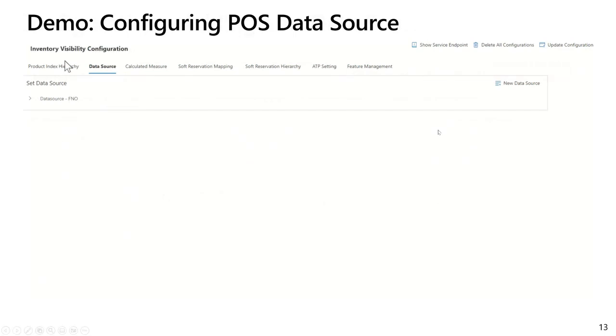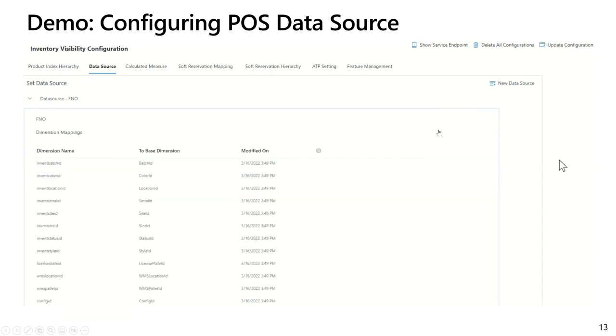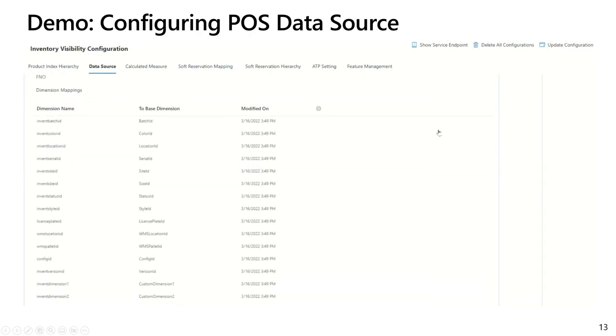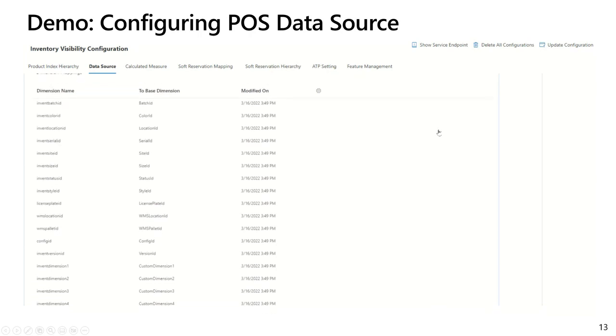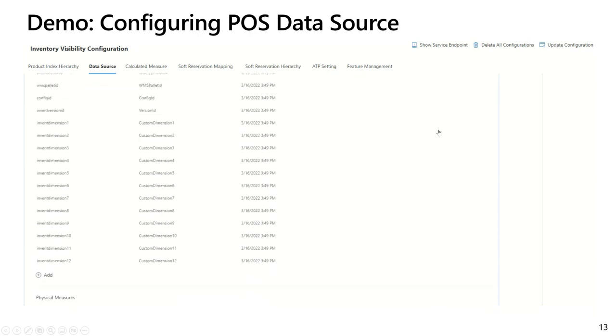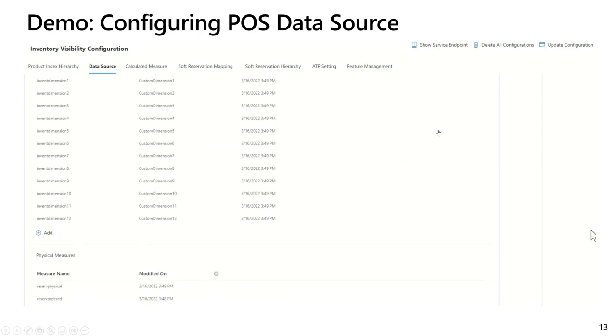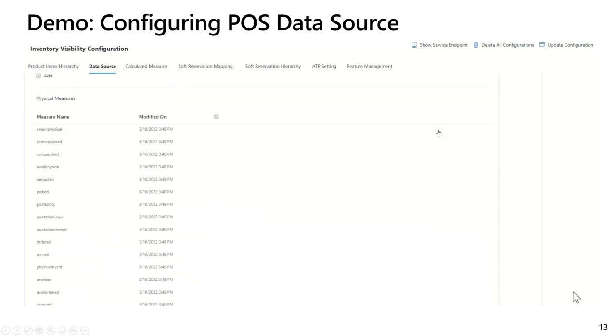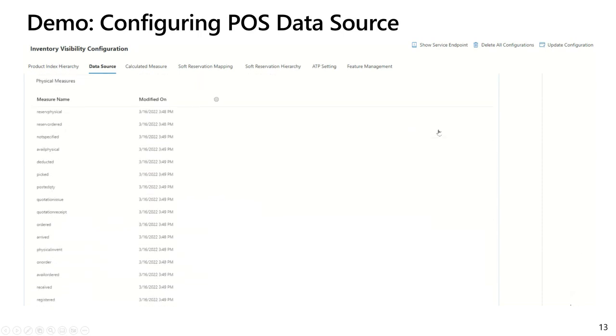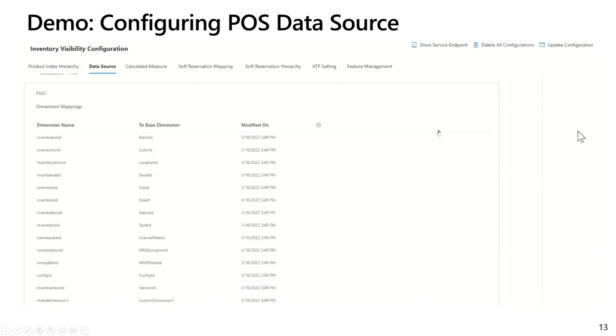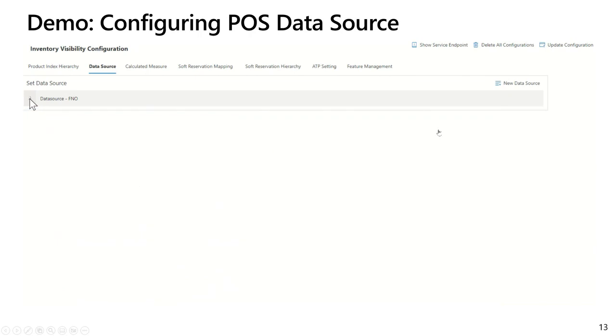Here's a demo of configuring the new data source named POS. We see the example data source of FO firstly contains the dimension mapping, removing the prefix from Dynamics 365's built-in solution. And we have the physical measures. Looks very like the column names from the inventory on-hand list.